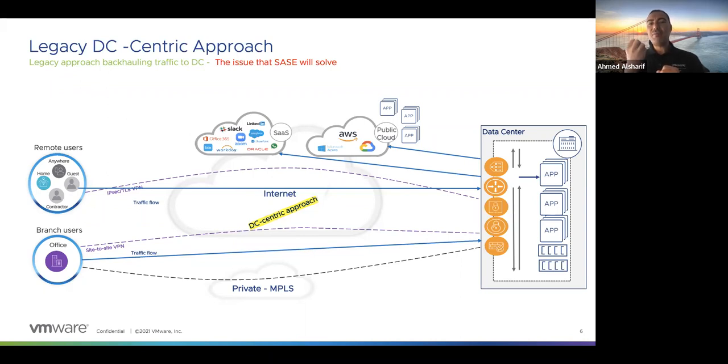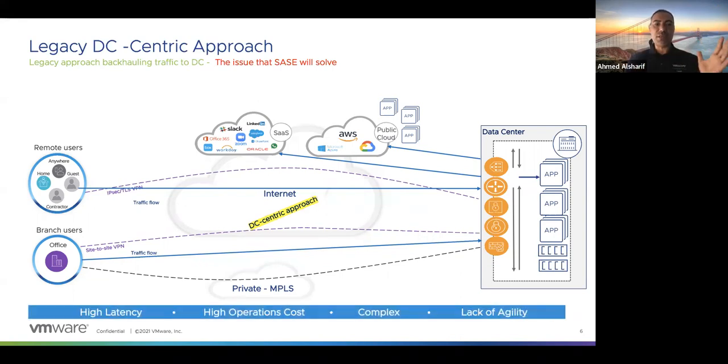Why would I have my data center in the center of the communication if I have my user outside and the application that he is accessing is also outside? I need to be outside as well. So the drawback or the problem with this approach is the following: high latency because you are backhauling and hairpinning the traffic, high operation cost because you are investing in and maintaining all of these devices and you are worried about these devices working together.